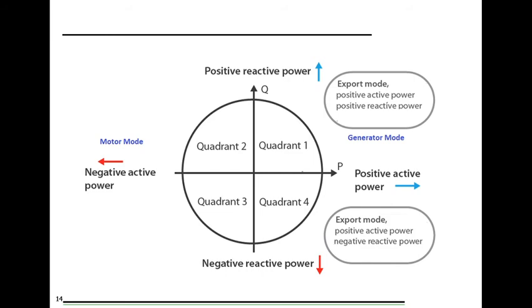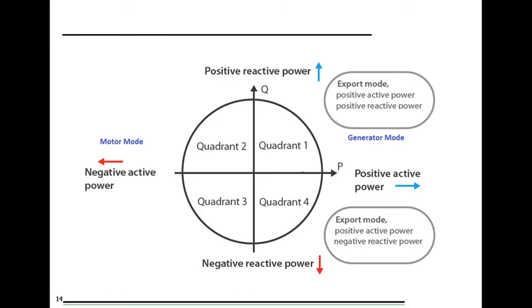Now before we go to the capability curve, we need to know about the four quadrants of the PQ axis plot, that is active and reactive power axis plot. For this, we take active power P as the x-axis and reactive power Q as the y-axis. So we get four quadrants.